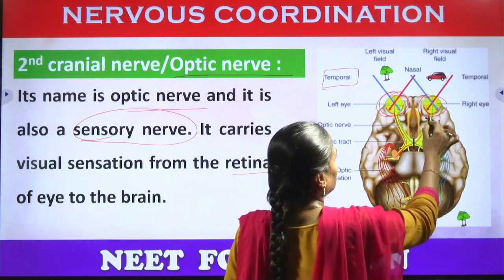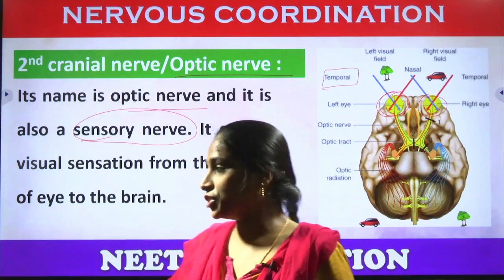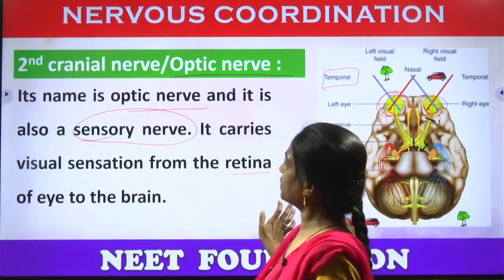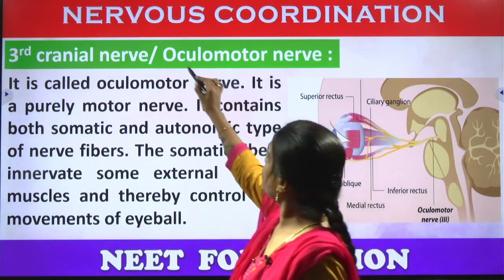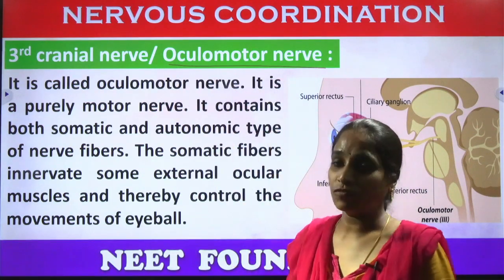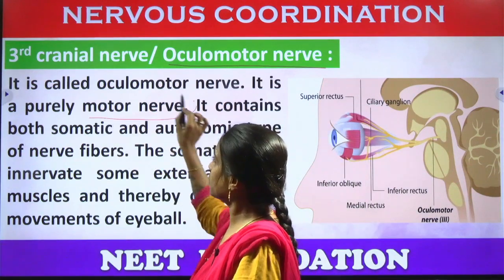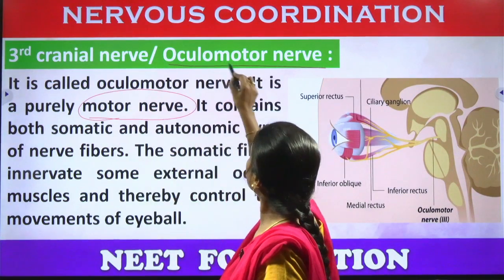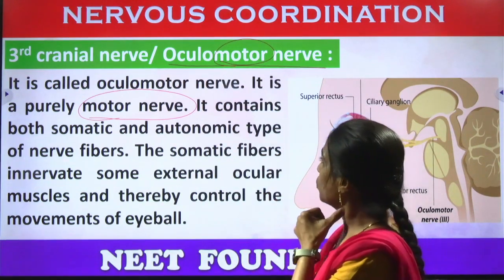These optic nerves play a very major role especially in the visioning process. Okay, next. What is the third pair of nerves? They are the oculomotor nerves, right? So this oculomotor nerve is a purely motor nerve itself. Motor, already it's there in the name itself; it indicates the oculomotor nerve.